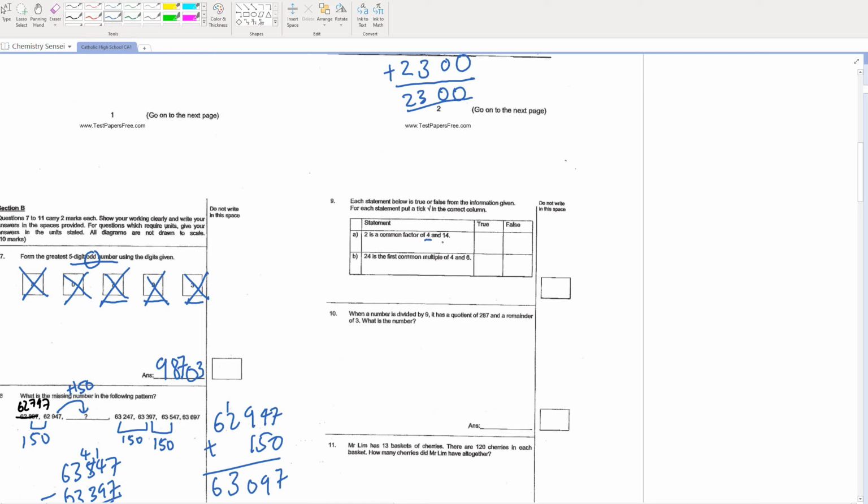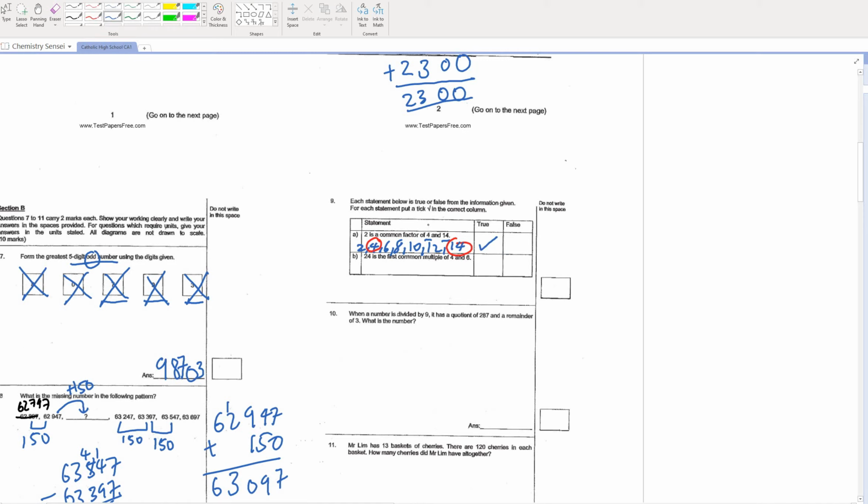For 4 and 14 to have a common factor of 2, they must be divisible by 2. Okay, that means that they are multiples of 2. Let's list the multiples of 2. We have 2, 4, 6, 8, 10, 12, 14. Both 4 and 14 are multiples of 2, and because of that, they are common factors of 2.